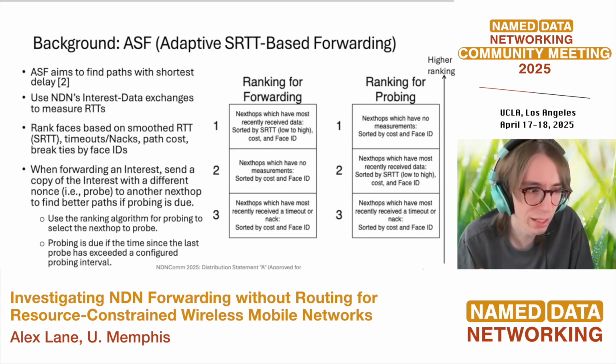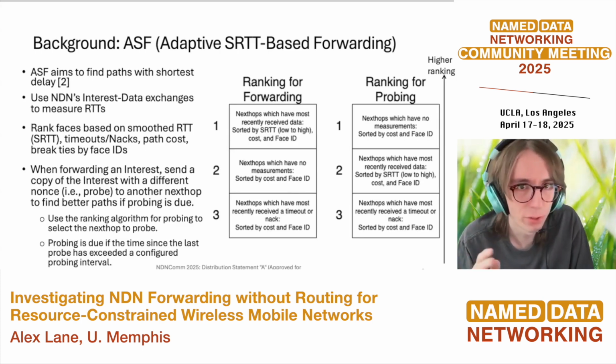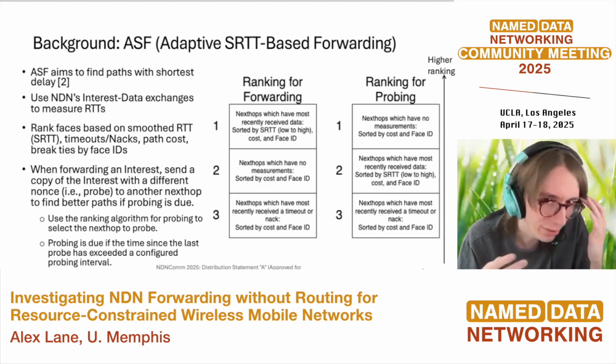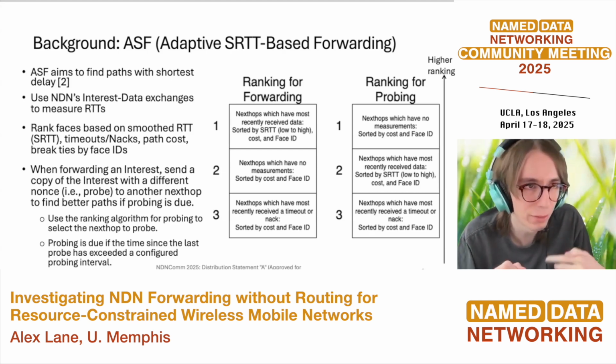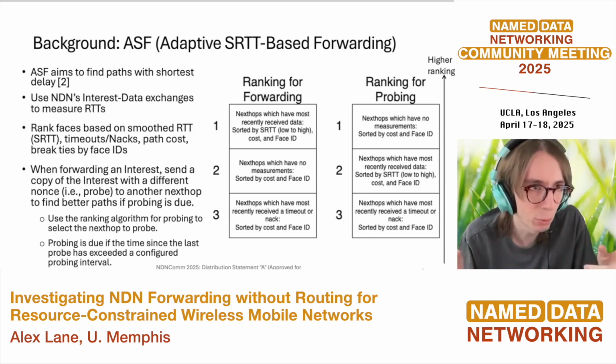Said forwarding side is more or less based on ASF. This is adaptive SRTT-based forwarding, as we discussed. Its main structure is a combination of a passive measurement mechanism where RTTs of data are stored and can be used to form SRTTs, as well as a way of sorting faces based on whether or not they received data, in which case SRTT is useful. If they've never received any traffic, we wouldn't have SRTT to begin with, and if they've received a timeout or NACK most recently, it's considered to not be working.